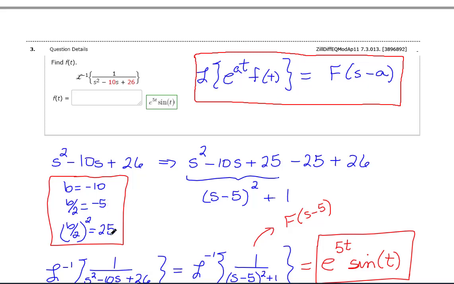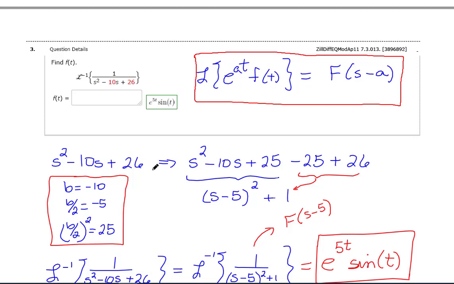Minus 5 squared is 25. So I add in the 25. I subtract out the same 25. I'm going to group together the first 3, which is really (s minus 5) squared, and the sum of the last 2 gives me this 1. Alternatively, you could have thought of it as take the 26, split it into 25 plus 1, and group the 25 with the first 3.